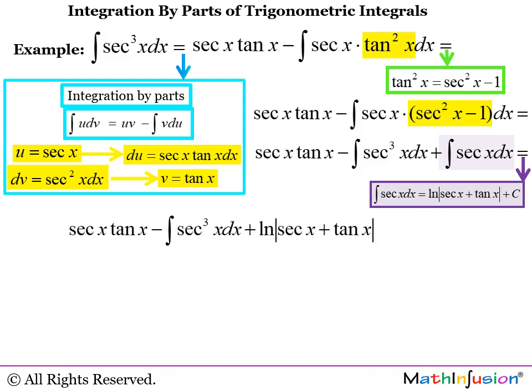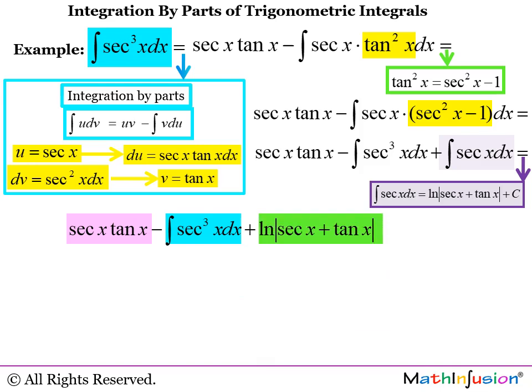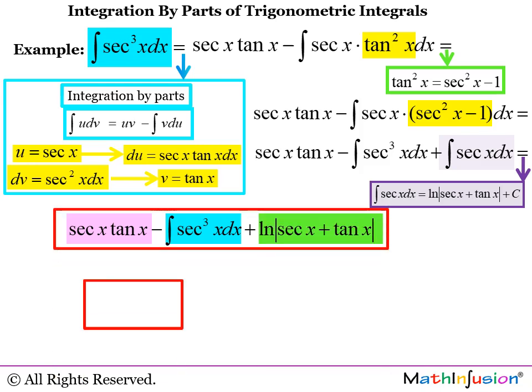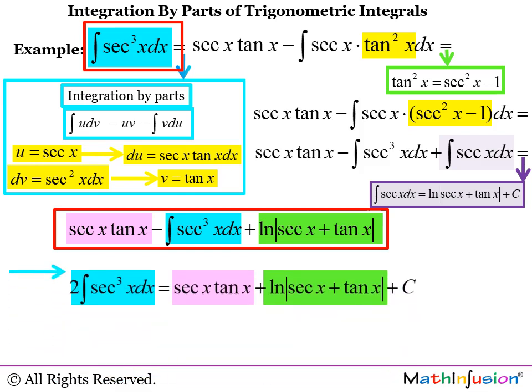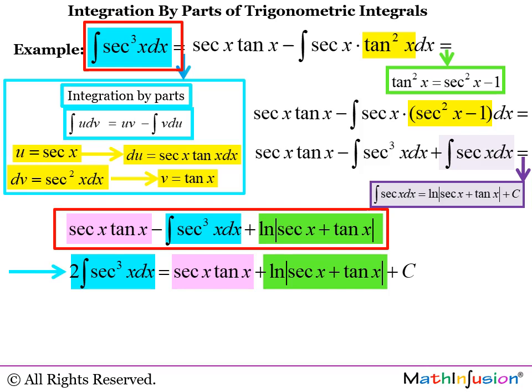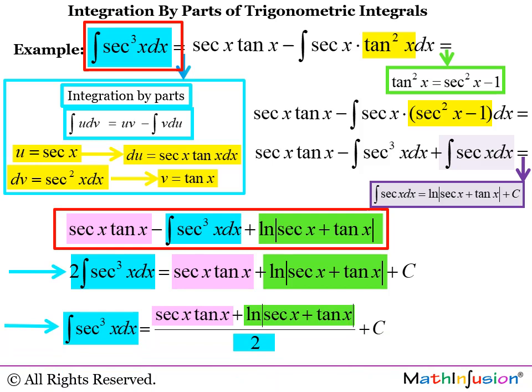So now I can use algebra, really. I get that the integral that I like is secant x tangent x minus the integral that I need plus that. So let's use algebra here. I get that 2 times the integral that I want equals secant x tangent x plus ln of secant x plus tangent x in absolute value plus c. So I can finish this up by concluding that this is secant x tangent x plus ln of secant x plus tangent x in absolute value, over 2, plus c.